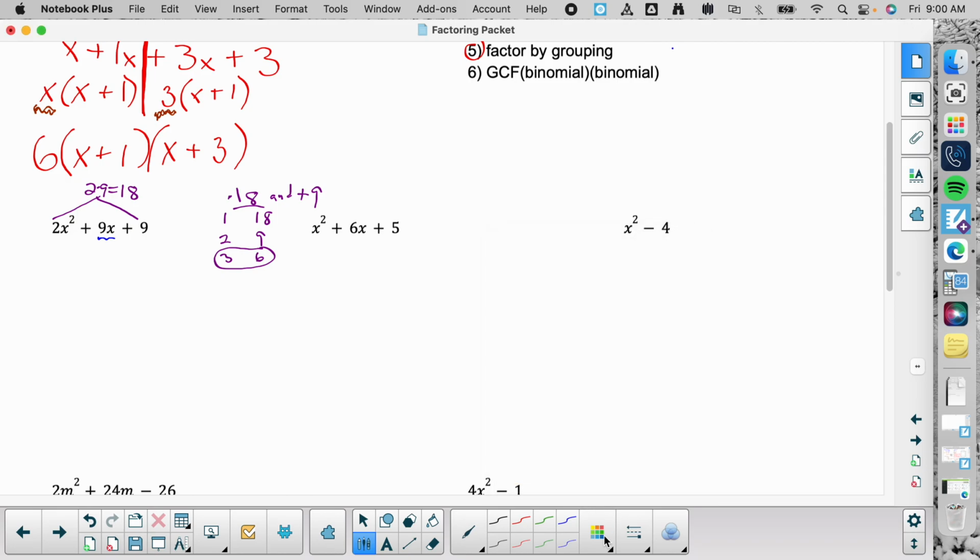Absolutely, I am expecting this to take a little while to get these steps down. But once you have them down, it works for every problem. And I didn't want to rush it. That's why we've been going slow. We have 2 weeks to get this method down. We've got it. So 2x squared, and instead of writing 9, we are going to say plus 3x plus 6x.